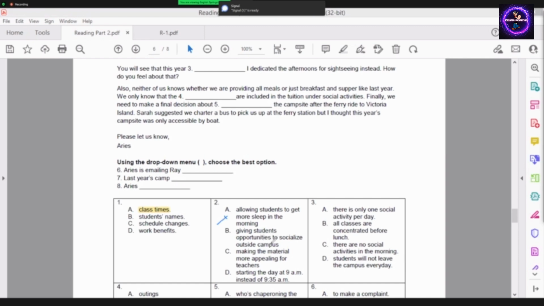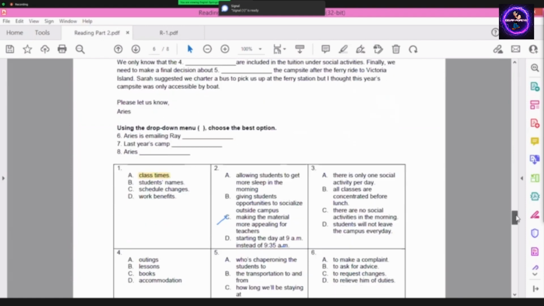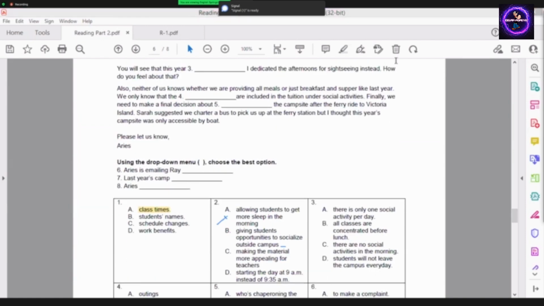Giving students opportunity to socialize outside campus is not something that will help with classroom teaching. It will not help in completing the material. So that also doesn't make any sense. Making the material more appealing for teachers: it was not because the material was appealing or not. The main reason was they didn't have time. If they're able to have more time in the class, it will give them a lot more time to complete the syllabus. So D is the only answer that is correct.